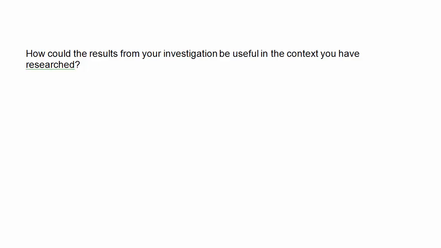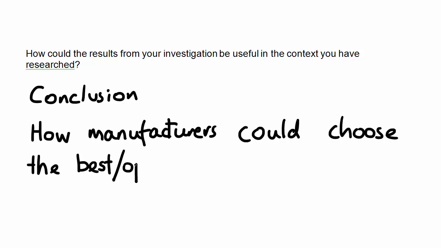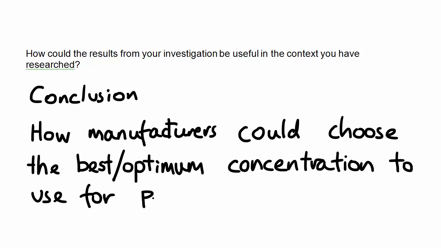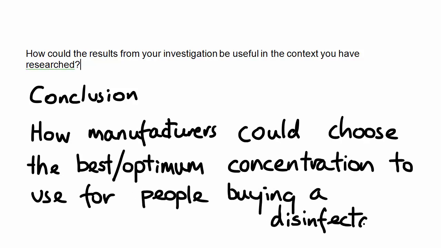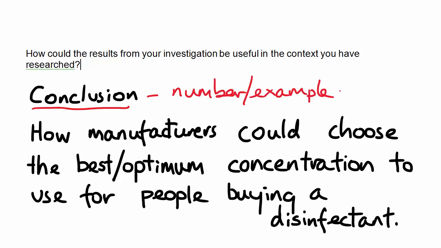Lastly, you will do question 3, and this can be a little bit strange. They usually ask you, how could the results of your investigation be useful in the context you have researched? Here you are using your conclusion. You could say how manufacturers could choose the best or optimum concentration to use for people buying a disinfectant. In your conclusion, you're likely to have a number or an example value. Use it. And it links the manufacturers to people. That's the context you usually talk about.